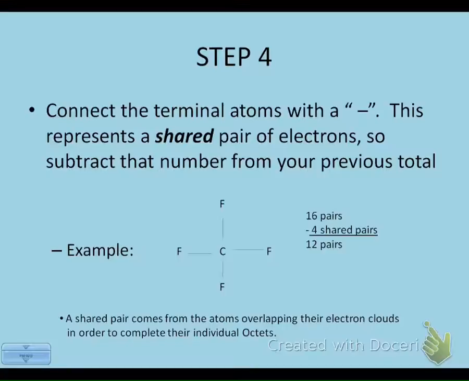Step 4, now we need to connect these terminal atoms, and what we mean by connecting is that there's a bond happening. And each bond is going to represent a shared pair of electrons. So I've connected each fluorine to the central atom with a solid line, and that's going to represent 4 shared pairs. So out of my 16 pairs that we had, I am now going to subtract the 4 that I've assigned, and that's going to leave me 12 pairs that are basically just unassigned right now. Those are going to become my lone pairs.